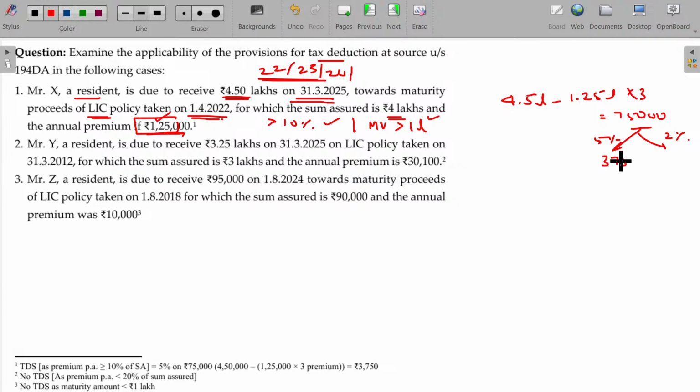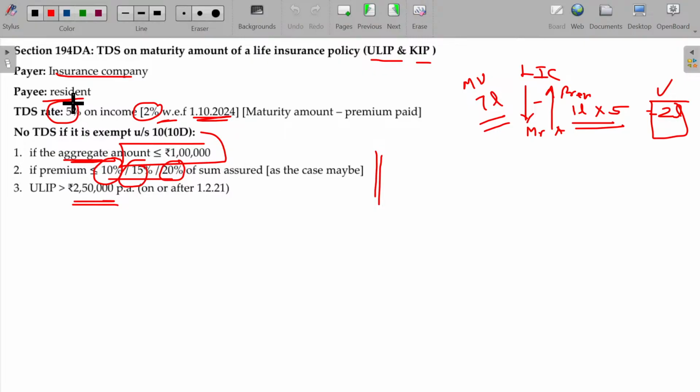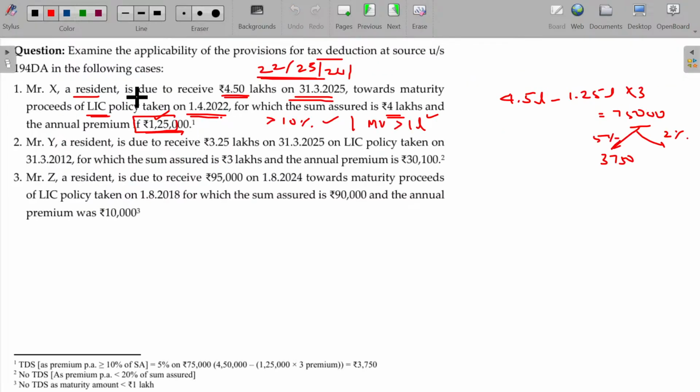5% means 3,750 will be leviable. Is that okay? So I calculated using the old provision of 5%. In case of the new provision, it's only 2%. Clear? 1,500.